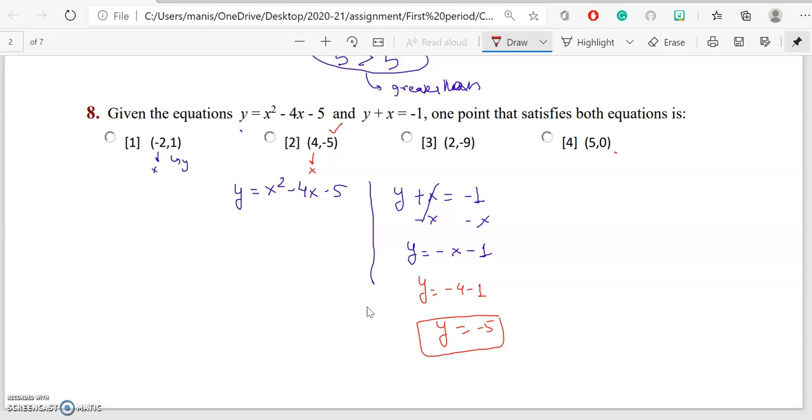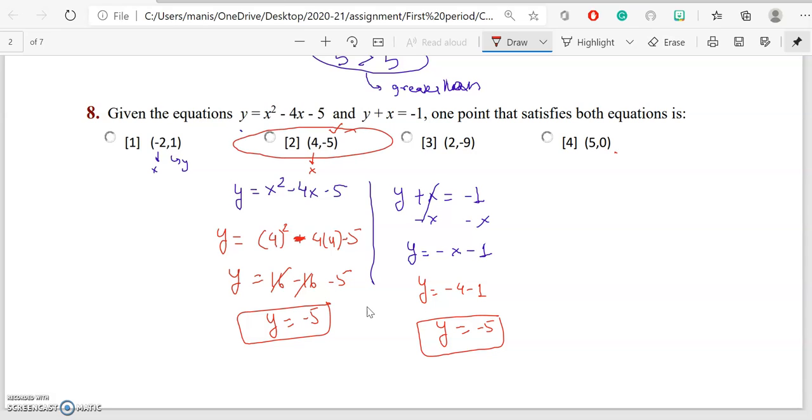But we have to check for this one also. So I will plug in for x as 4 squared minus 4 times 4 minus 5. If I do this, this is 16 minus 16 minus 5, the value of y is negative 5. So as you can see, when I plug in the value of x in both of these equations, I end up with the same answer, negative 5. So this is my correct answer for this choice.